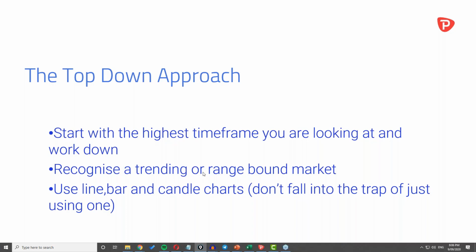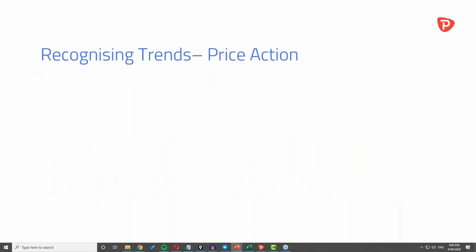We also want to be able to recognize trending and range-bound markets. How do we do this? Well, we'll show you a technique tonight. And of course, use line, bar, and candle charts. Don't necessarily fall into the trap of just using candle charts like most people do. Line charts and bar charts have their place when doing your analysis. They can also clean up a lot of subjectivity, or just clean up the chart for you to spot great support and resistance levels a little bit better.